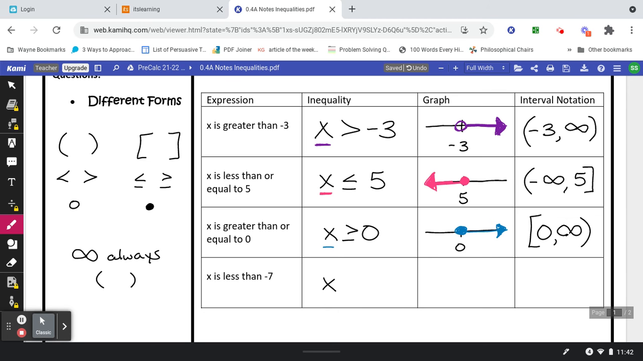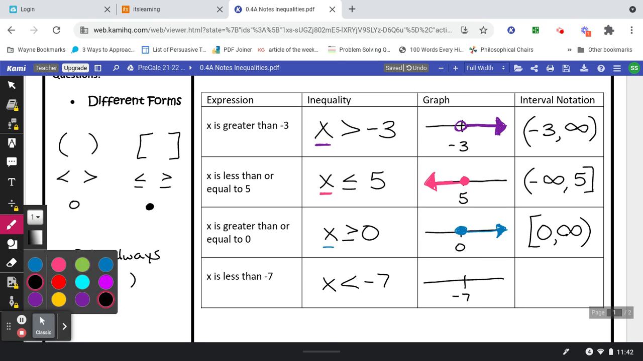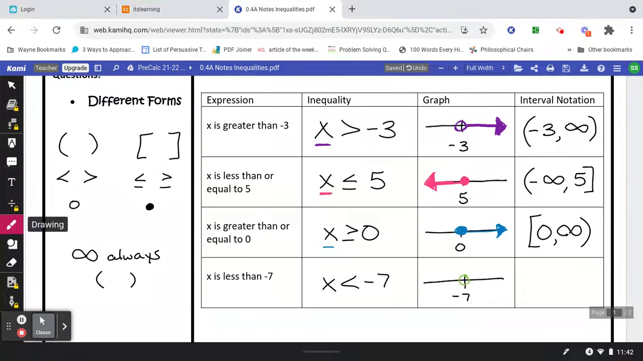And the last one of these, x is less than -7. Open circle. Again, x is on the left, so we can follow the way the arrow is going and point it to the left. Interval notation from -infinity all the way up until -7. Parenthesis on infinity always, and because that's open, we use an open parenthesis. So think open parenthesis, closed bracket.